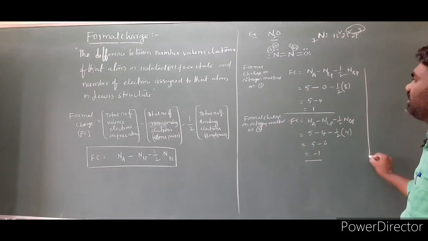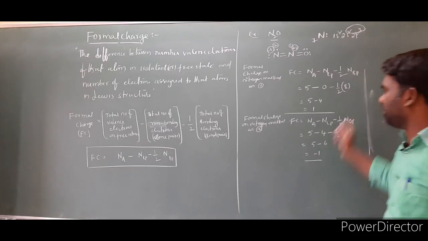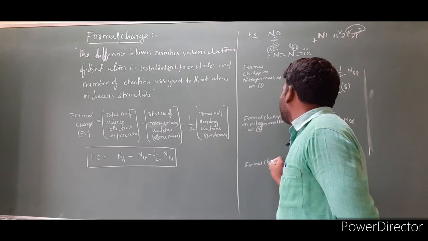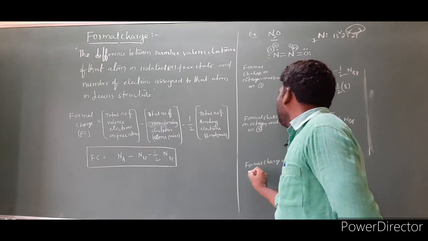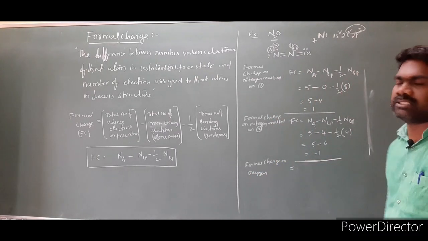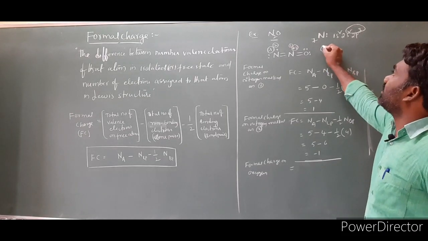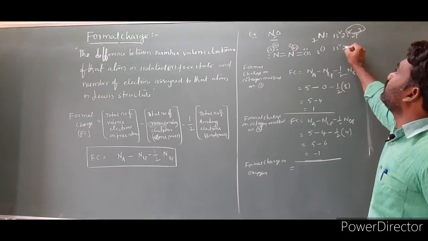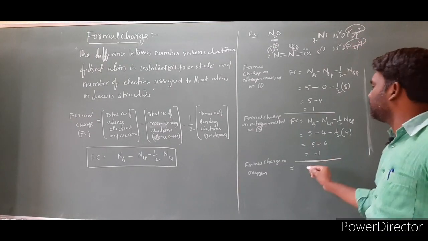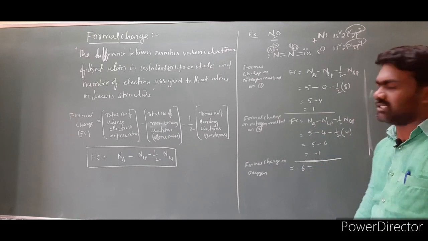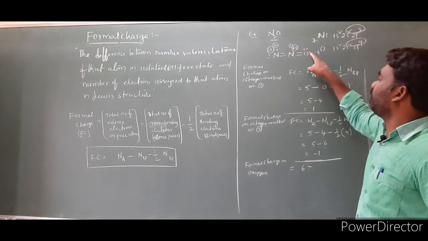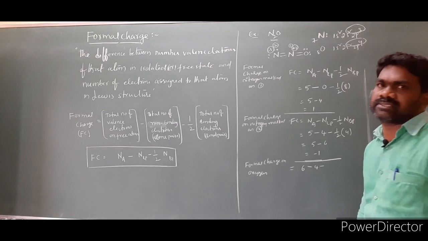Then we find the formal charge on oxygen. The oxygen electron configuration is 1s2, 2s2, 2p4. The total number of valence electrons is 4 plus 2, that is equal to 6. Same formula: 6 minus the number of non-bonding electrons, 1, 2, 3, 4. So 4 minus half into number of bond pair electrons.